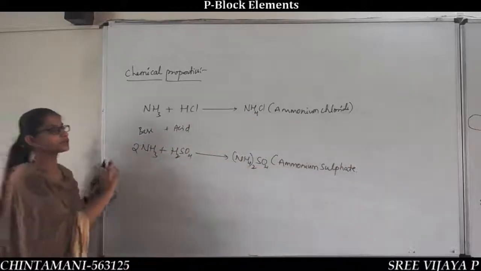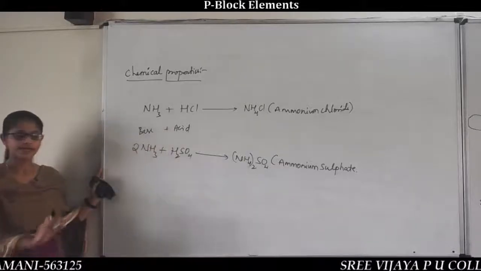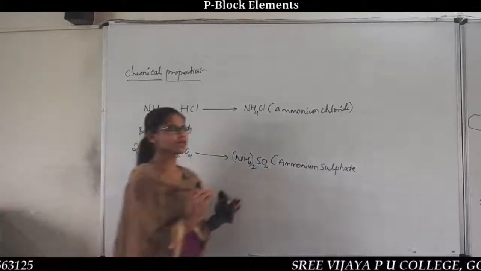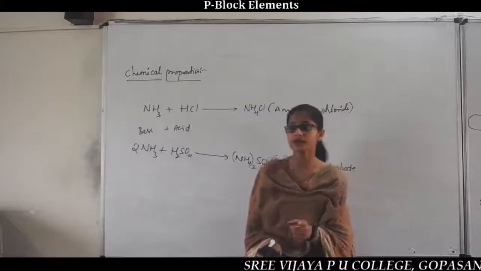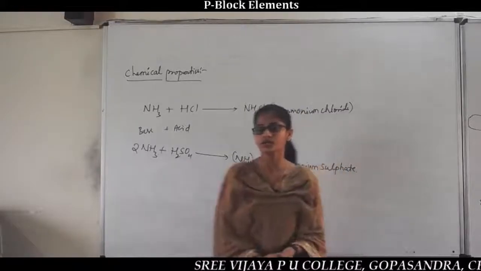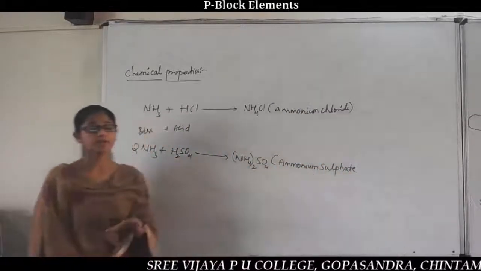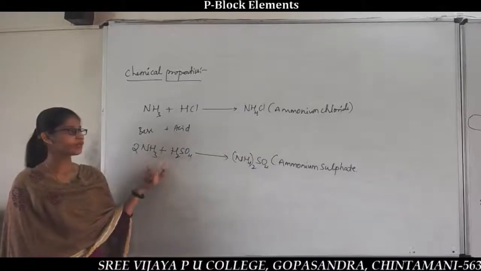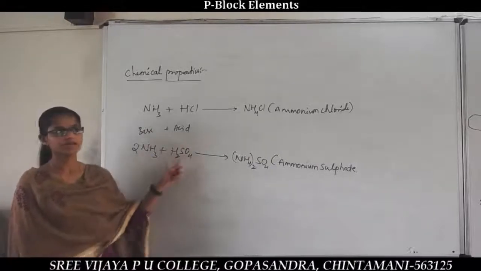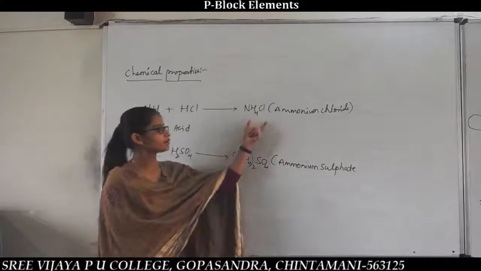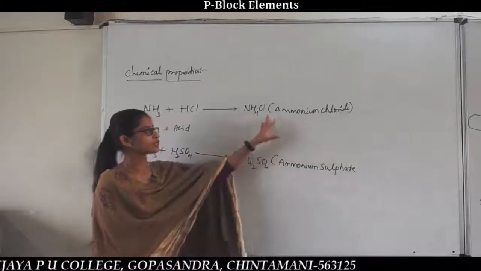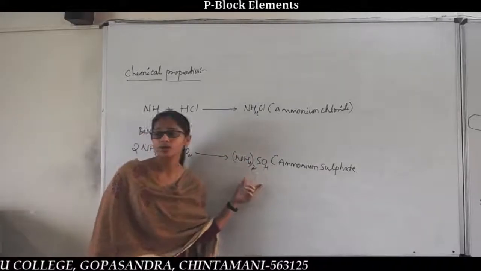So it is also one of the chemical properties of ammonia. It exhibits basic character. So based on basic character, it reacts with acids like HCl and H2SO4. It is a reaction taking place between the basic compound ammonia and acids. HCl ಮತ್ತೆ H2SO4 ಏನ್ ಫಾರ್ಮೇಷನ್ ಆಗಿದೆ? The different salts formation ಆಗಿದೆ. One is ammonium chloride. The second one is ammonium sulfate.